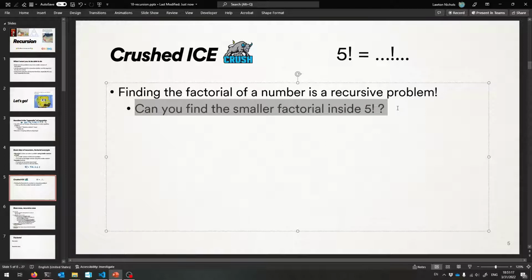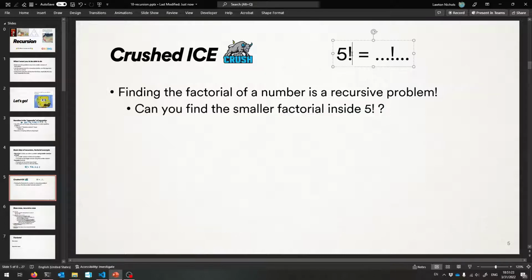What does that mean? Take a second, pause the video and try it. Can you find the smaller factorial inside of 5 factorial? I claim that because it's a recursive problem, there's a smaller factorial problem inside of 5 factorial. So try it, see if you can find it, and then we'll talk about it. That's 5 factorial. Do you see the smaller factorial inside of this one?